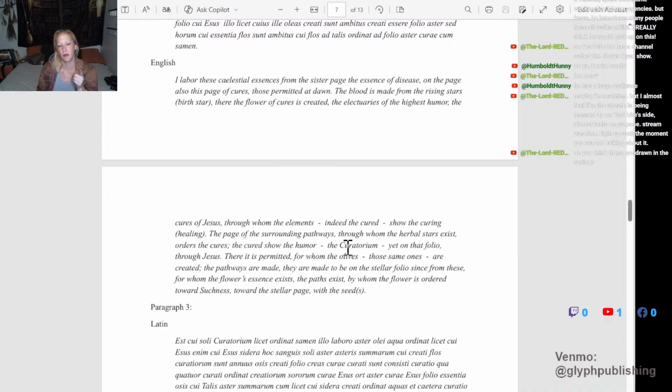Okay, so the page of the surrounding pathways, through whom the herbal stars exist, orders or arranges the cures. The curatives, or the cured, show the humor of the curatorium. Yet on that page, it is through Jesus. And there it is permitted, from whom the olives, those same ones, are created. The pathways are made. They are made to be on the stellar folio, since from these, for whom the flower's essence exists, the paths exist, and by whom the flower is ordered toward suchness, toward the stellar page with the seeds. Okay? Toward suchness is the goal.